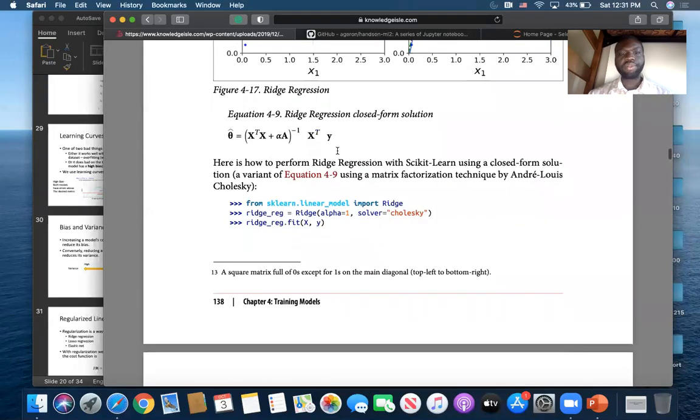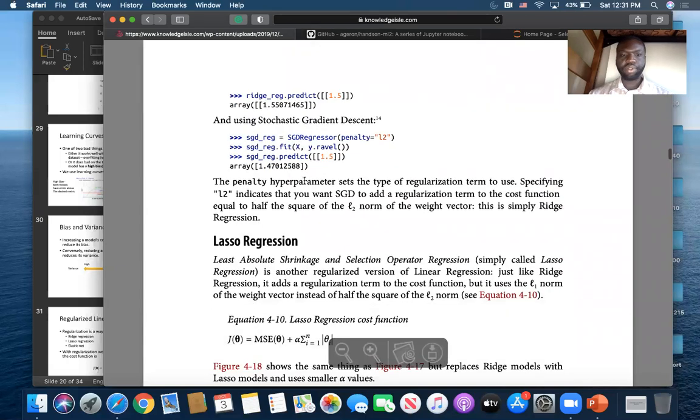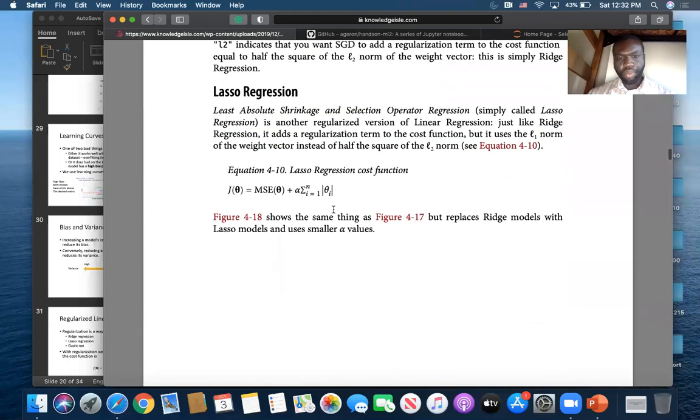Oh, this is where he tries to prove it. This is where he tries to do it, and then he uses the library again. With the next one, lasso regression, everything else is still the same. We're still picking this one. The only thing that has changed is the formula we're using this time around.